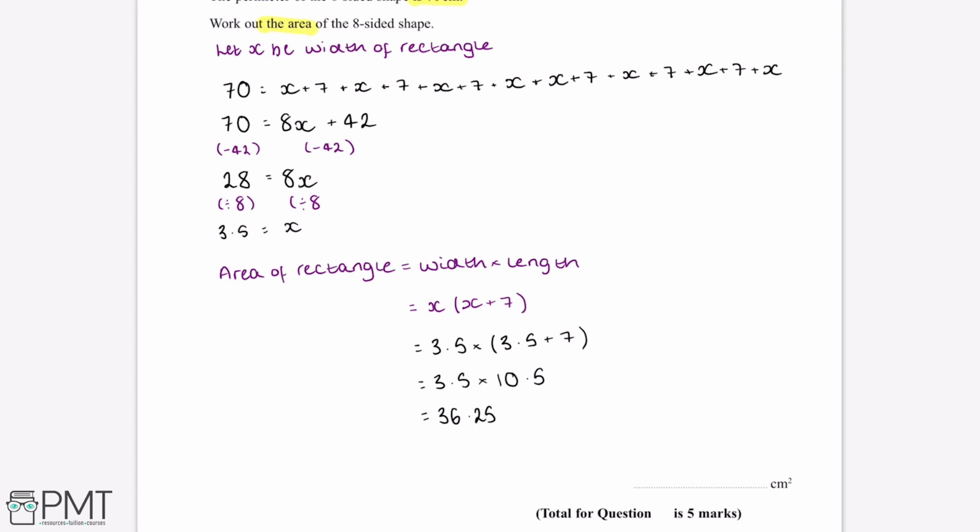However, this is just the area for one of the rectangles. So in order to work out the area of the 8-sided shape, which is made up of 4 of these rectangles, we'll need to multiply this value by 4. And this gives us a final answer of 147 centimetres squared.